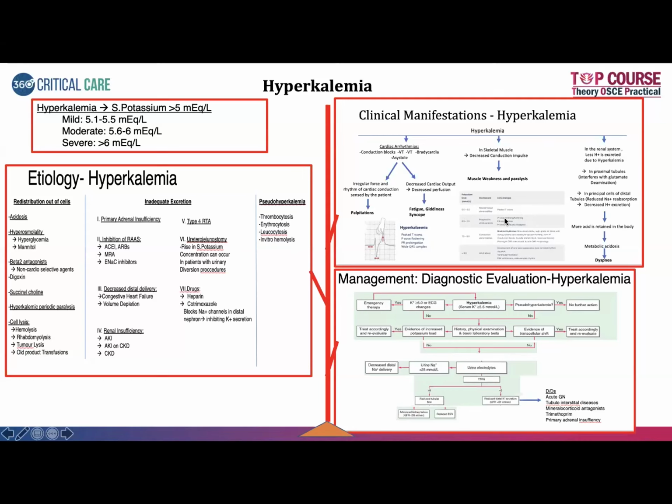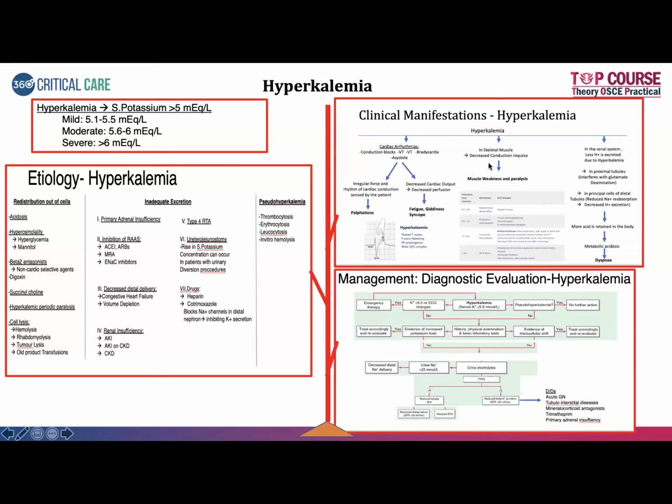So there is P wave widening, P wave flattening, and PR prolongation, and P waves eventually disappear. Next, beyond 7, there can be bradyarrhythmias and conduction blocks of various grades, okay? And there is QRS prolongation with bizarre QRS morphology. If it is more than 8, the patient can go into a sine wave pattern, ventricular fibrillation, asystole, or PEA, cardiac arrest. Okay, those are related to the cardiac symptoms.